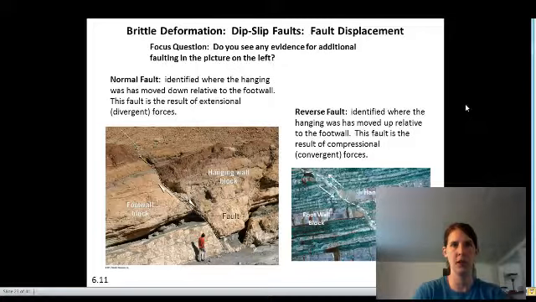And do you see any evidence of original faulting in the picture on the left? If you look here, it looks like there's a bit of faulting that has occurred here too.